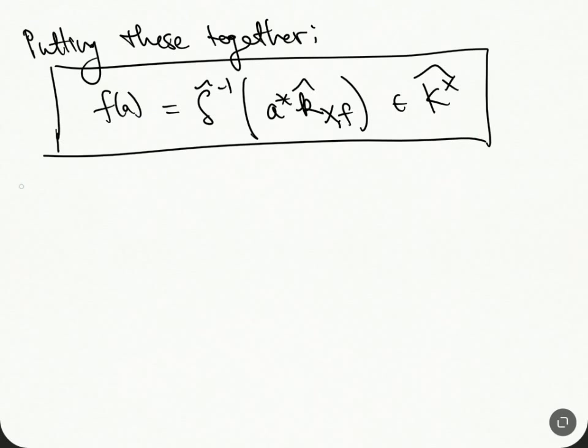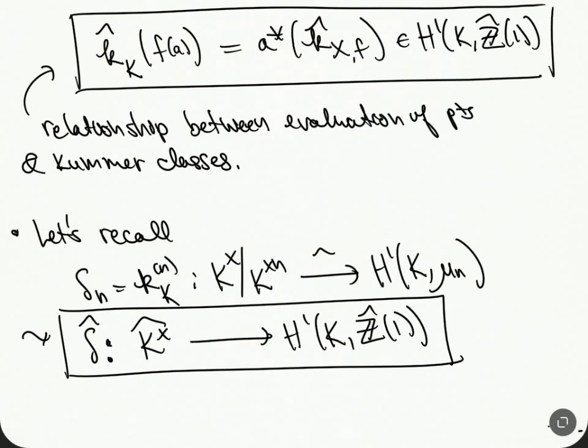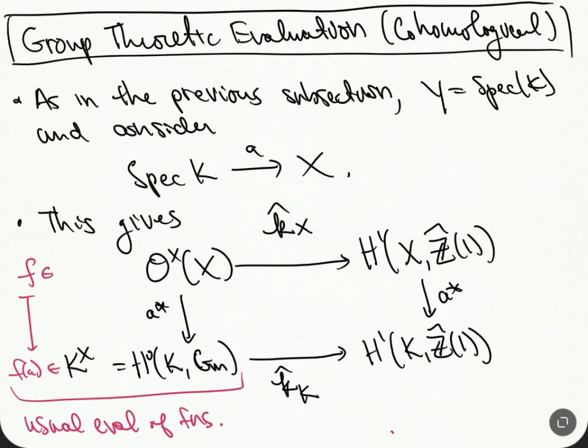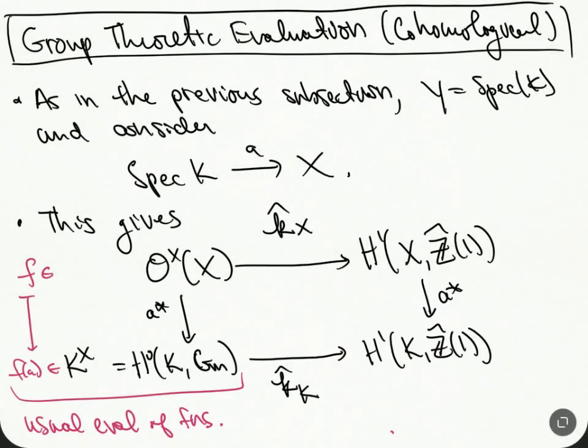So in particular, f of a is in this group, which is naturally included into the completion via its inclusion. Again, this is kind of cool, right? We have this procedure where we take a function and evaluate it, but then we saw previously that this thing here is really k cross hat, and this is delta hat inverse.